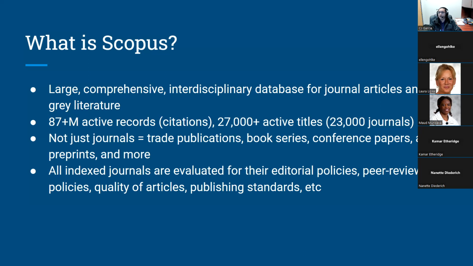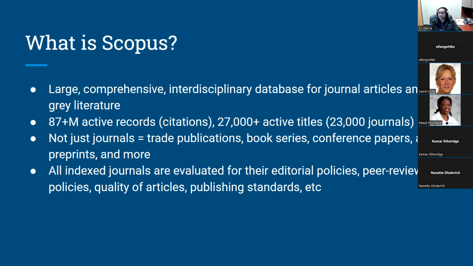But Scopus goes beyond just journals. And so, the other 4,000 or so includes trade magazines, books and book series, conference papers, preprints, and some other things. There's notes, letters, reports, and some other miscellaneous document types that have some representation in Scopus as well.